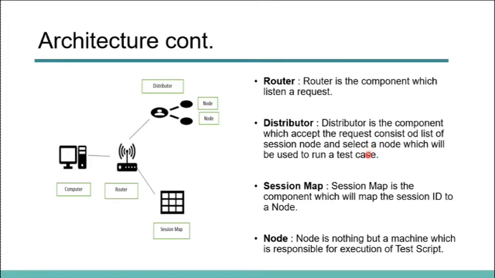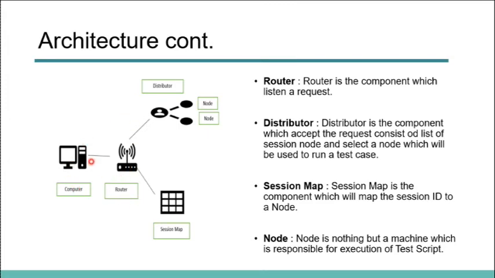nodes, and selects a node which will be used to run the test case. Okay, it actually distributes your request to the nodes. Session map is the component which will map the session ID to a node. A node is nothing but a machine which is responsible for the execution of your script. So this is the architecture.